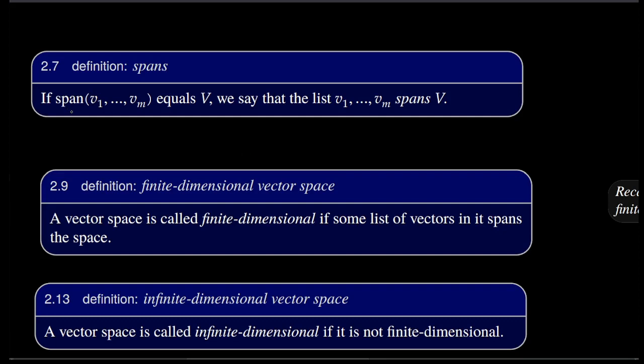So the first off is spans. Instead of saying that the span of the list v1 through vm is equal to V or some subspace, what we're going to instead say is that that list spans V. So if the span of some list is equal to a vector space, where those elements are vectors in that vector space, we'll say that that list spans the vector space. Whole lot easier than writing span of all this stuff equals V. Instead, we'll just say this thing spans V.